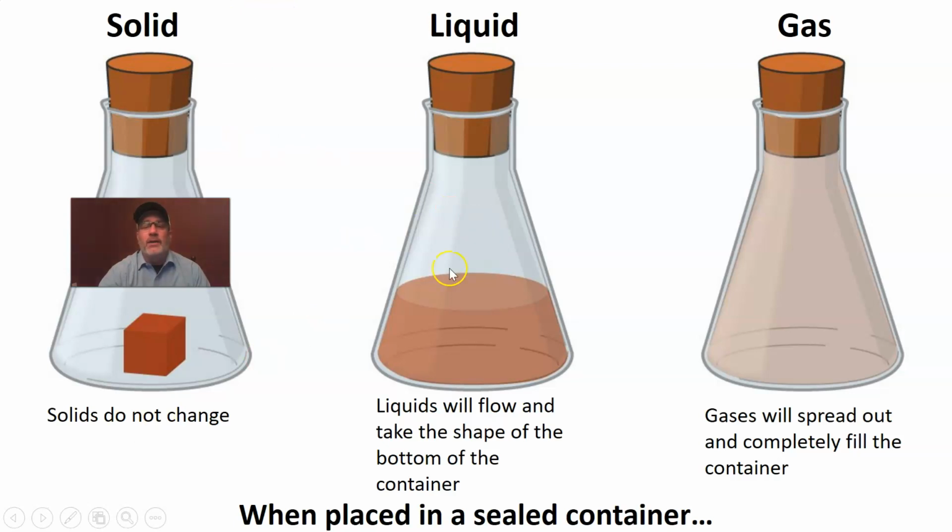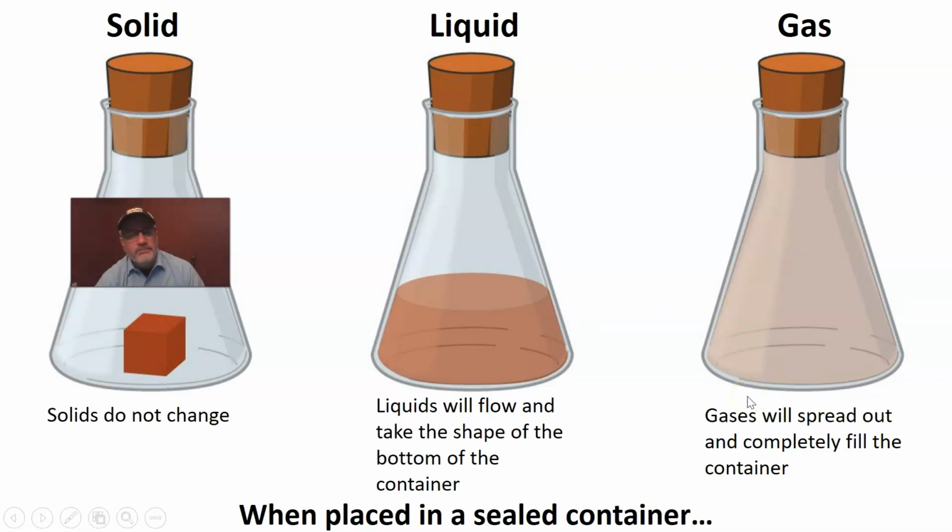If we take a liquid and we put it in a sealed container, well, the shape is going to change. Liquids are going to take the shape of the container in the bottom of the container due to gravity. But there's not going to suddenly be more of it just because we've put it in a different container. So remember, liquids, the shape changes, the volume will stay the same.